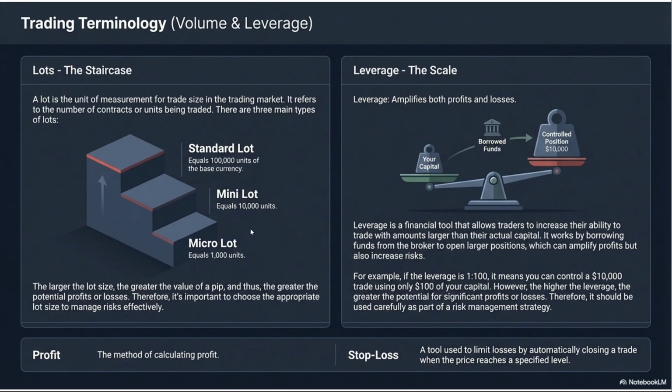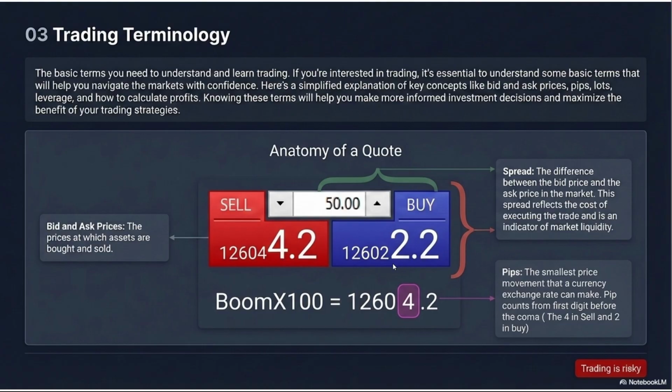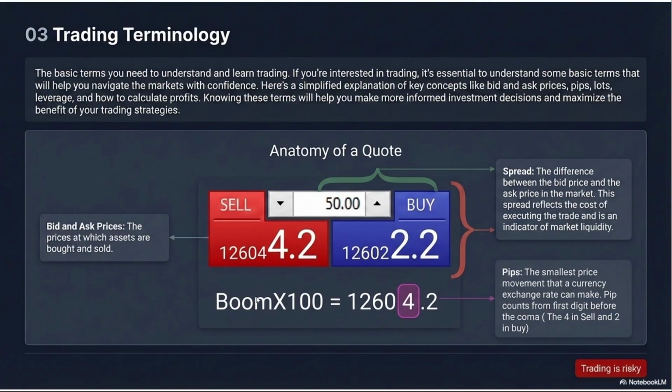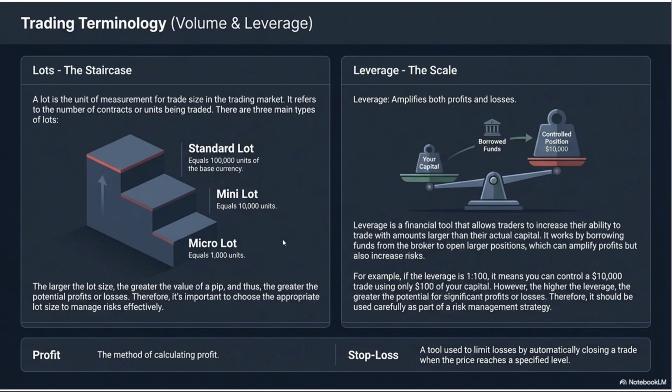But for now, I want you to understand the pip size, how we set the lot size according to the pip. So our pip value is how much we set as lot size. The larger the lot size, the greater the value of the pip. Understood? Okay.